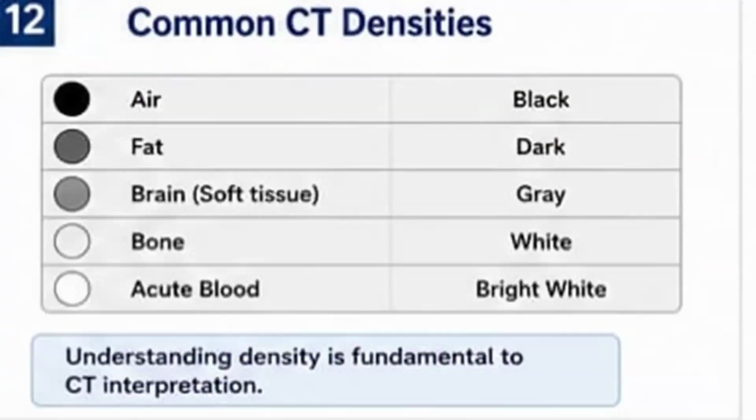Understanding CT densities is fundamental. Air appears black, fat is dark, brain tissue is gray, while bone appears white. Acute blood is usually brighter than brain tissue and therefore appears bright white. Remembering these density patterns helps you quickly identify abnormalities.